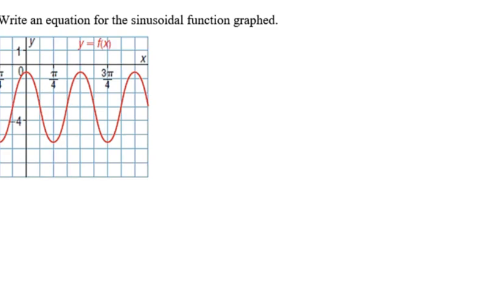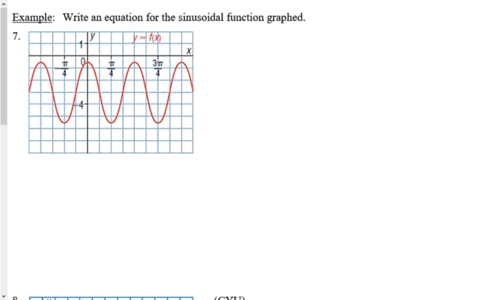Next page, we shift gears slightly. And now we want to find an equation given a graph. So we need to look for those 4 features: amplitude, center line, horizontal translation or phase shift, and then period.